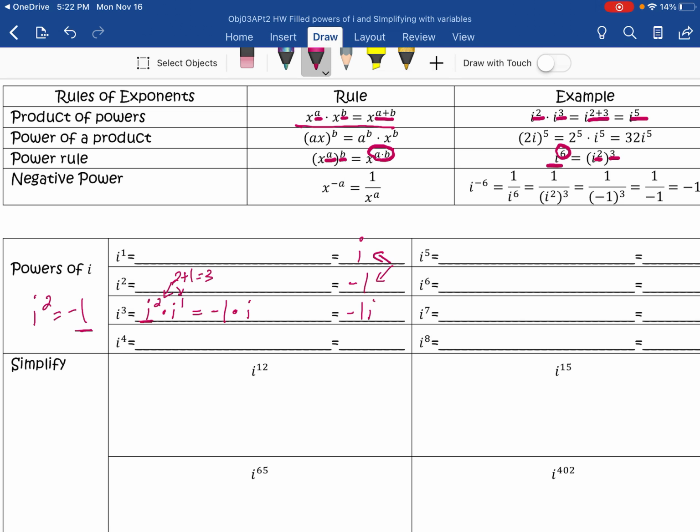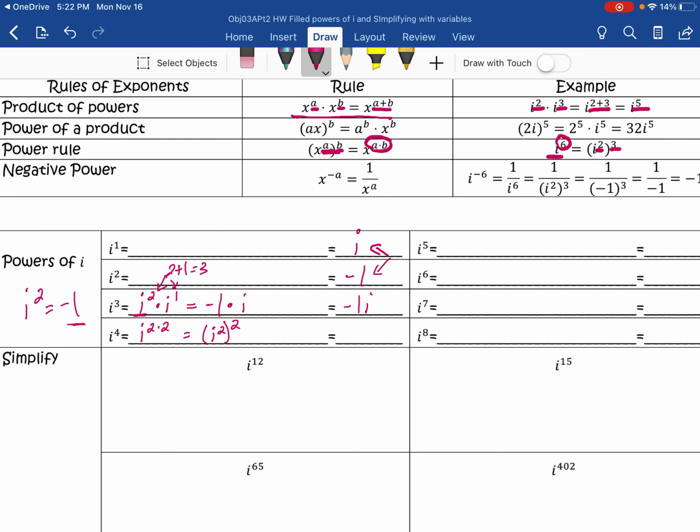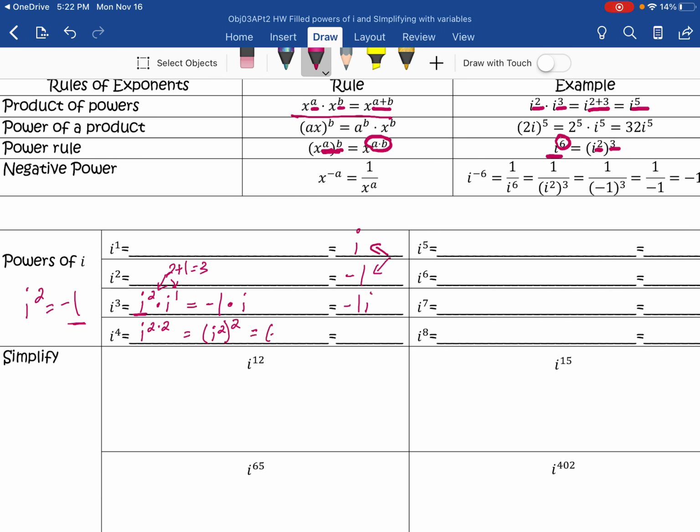I have i to the fourth power. That's the same thing as i to the second times 2, which is the same thing as i squared to the second power. That's what I was going over with our rules of exponents right here, and I'm going to go back over them. Well, I know i squared is equal to -1, so I'm going to replace my i squared with -1. (-1) squared is 1.